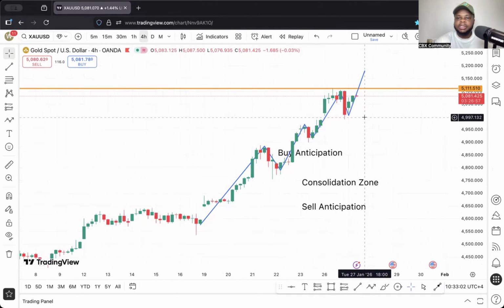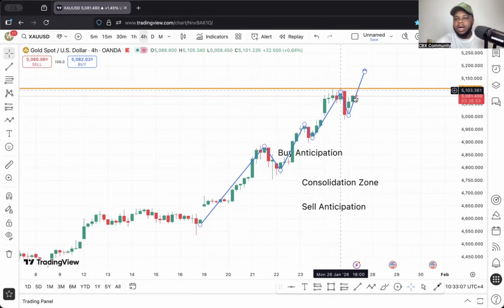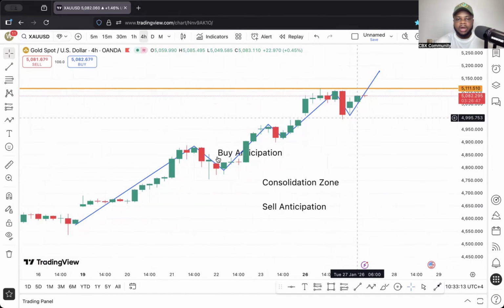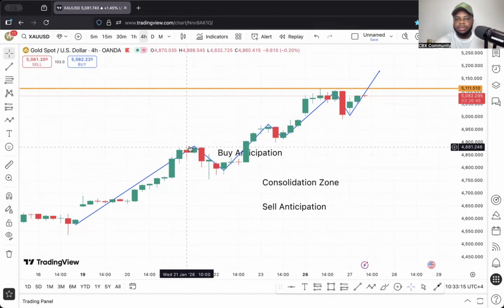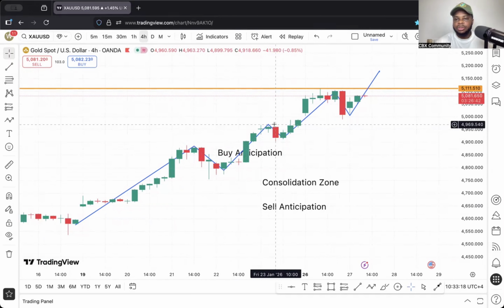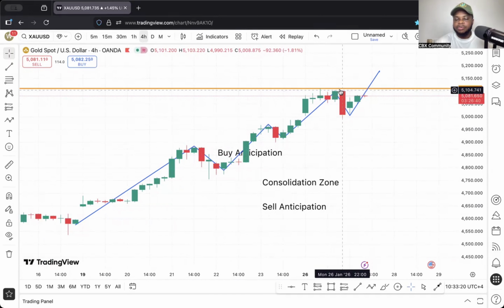So that means you are anticipating a bullish candle to break this all-time high for it to continue to go up, since the trend is an uptrend. Because we have a support zone, a resistance zone, a support zone, a resistance zone. We have a resistance zone over here.